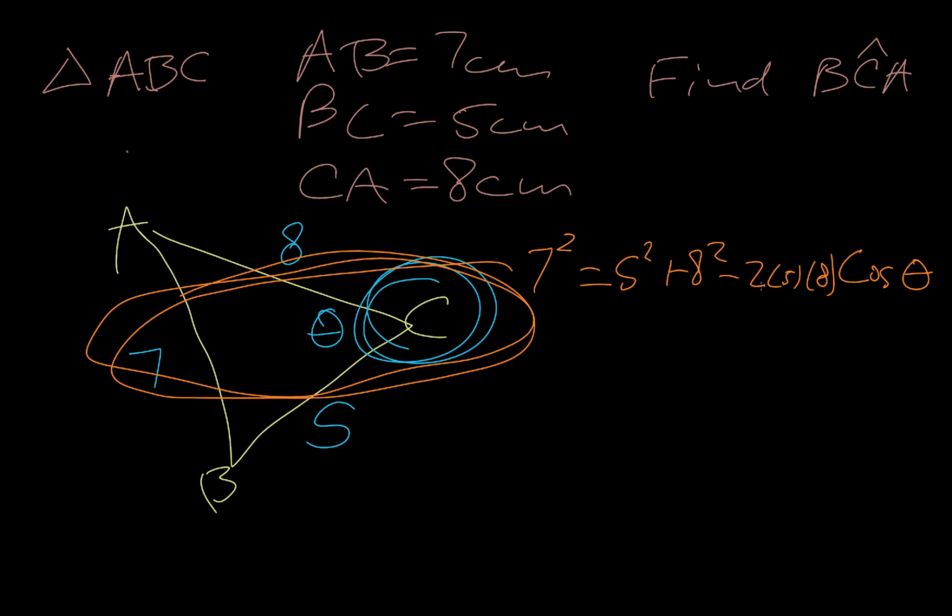Okay, now we just need to do some simplification. So we're going to get 49 equals 25 plus 64 minus, if we multiply these all out, 5 times 8 is 40, and then times 2, so that ends up being 80. Okay, we can add these two together, so 6, 7, 8, 89.